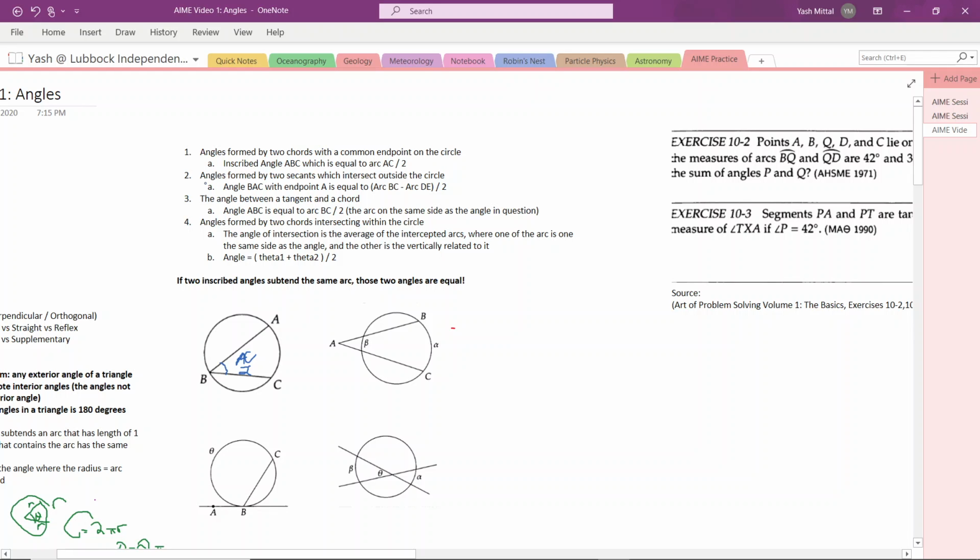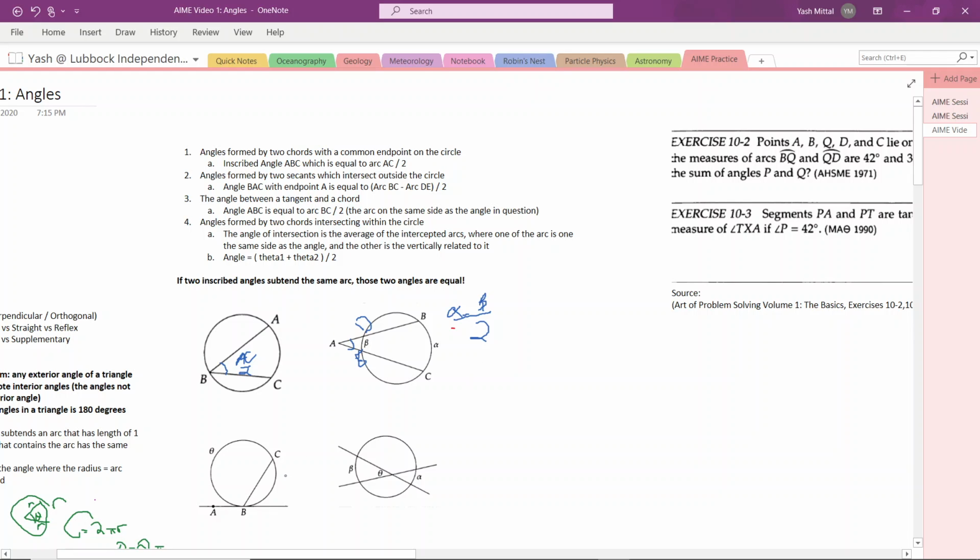Now let's look at the second one, which is similar, except now instead of choosing two chords that intersect on the circle, you're choosing two secants which intersect outside the circle. In this case, we have angle BAC. This angle is equal to arc BC, which is alpha, minus arc DE, which is beta, all over 2. It's half that. So it's alpha minus beta over 2.